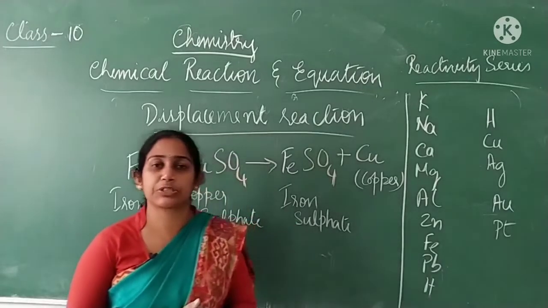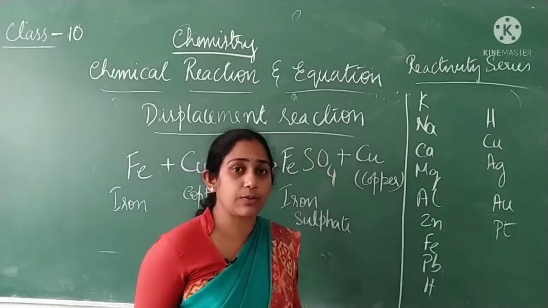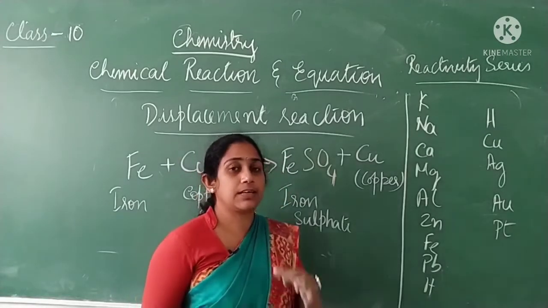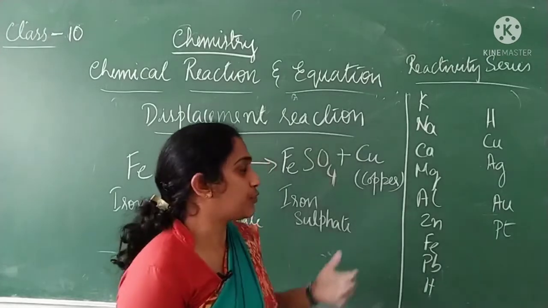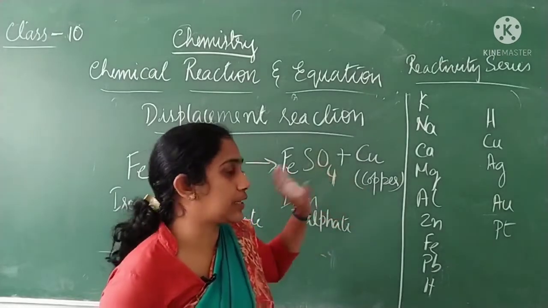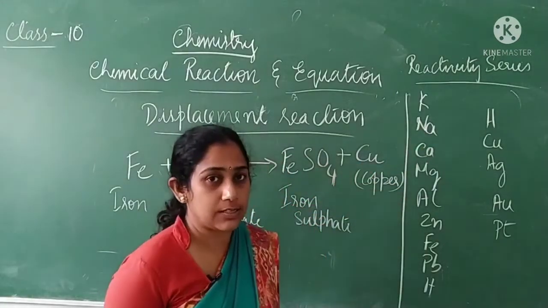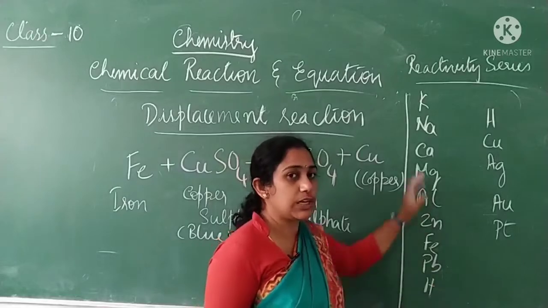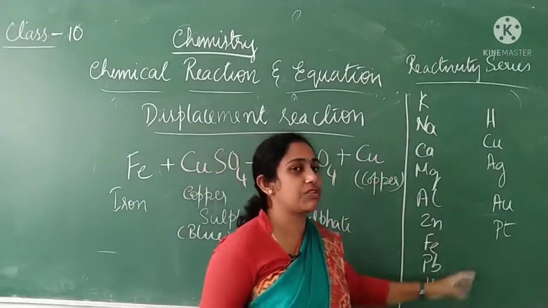So displacement reaction means it's a reaction in which highly reactive metals or highly reactive elements can displace the less reactive elements from its salt solution. So for this reaction, to write the reaction very easily and clearly, we should know the reactivity series. So this is the reactivity series. Here you can see the elements are arranged according to their decreasing order of reactivity.